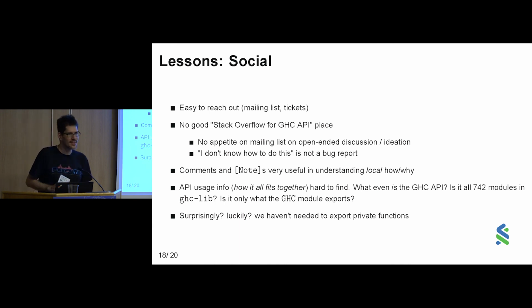The comments and especially the notes are super useful in understanding locally how and why something is. But there's no big picture information on how it all fits together, on the API usage. And I think that Simon, or someone, mentioned this in Simon's presentation before, that no one really knows what even the GHC API is. Is it all the modules? Is it the 700 plus modules that you get in GHC lib? Is it only what the top level GHC module re-exports? I don't know. But at least so far we haven't really needed to export private functions. So at least what is there seems to have been enough for our needs.